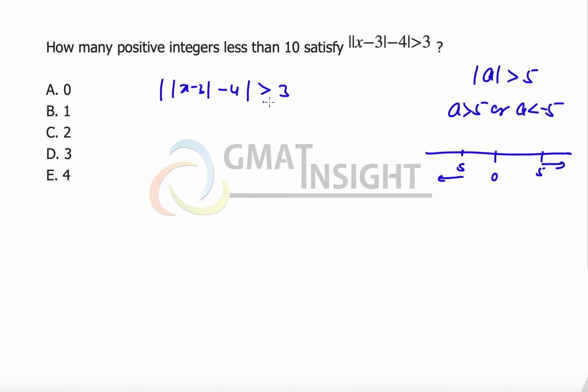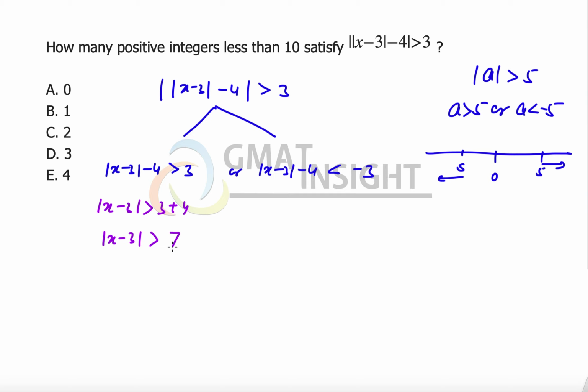Now let's quickly apply the same basic principle here. We get two possibilities: |x − 3| − 4 > 3, or |x − 3| − 4 < −3. We are going to simplify these two possibilities one by one. Let's stick to the first one first. So we have |x − 3| > 3 + 4, so |x − 3| > 7.